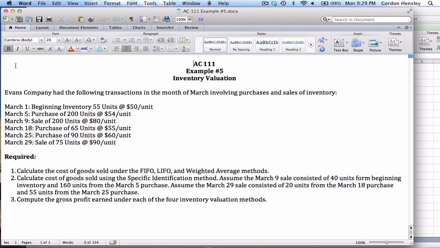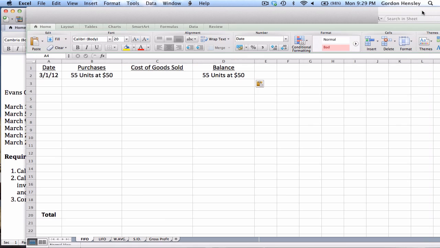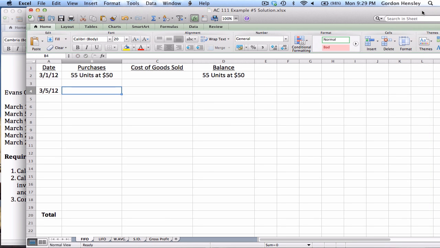Now, what's the second transaction? March the 5th. On the 5th, they purchased 200 units, but this time they had to pay $54 a unit. So this is on the 5th, and this is going to go under purchases. 200 units at $54 per unit. So that's going to go under purchases on the 5th. Now down here on the balance, what I'm going to do here is I'm going to develop different layers of inventory.